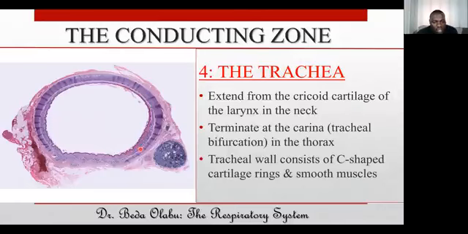This is how it looks histologically. This is the cartilage, which is C-shaped. The defect posteriorly does not have cartilage, but it will still have smooth muscle. So this is the lumen of the trachea.